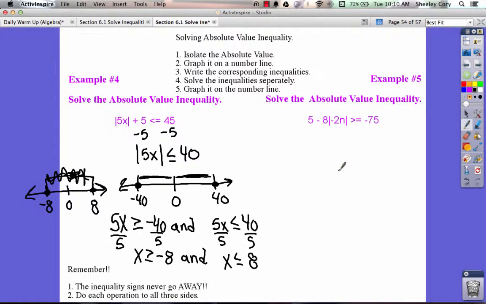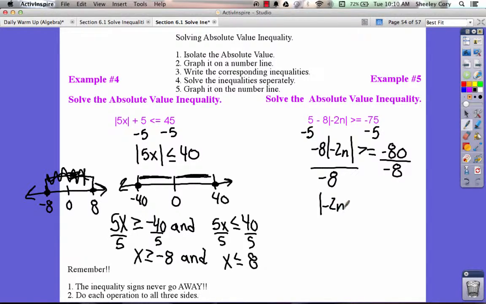And finally, let's look at this problem here. This one looks like it's going to be a no solution problem, but remember, we have to get rid of this stuff first. So we're going to subtract 5 on each side. That gives you -8, absolute value of -2n, greater than or equal to -80. Now notice we got a negative still out here. We divide by -8, and guess what happens to the negative sign? It's going to switch. It's going to flip to a positive. So that's going to cancel there. So we get an absolute value of -2n. And then the sign flips as well, less than or equal to 10.